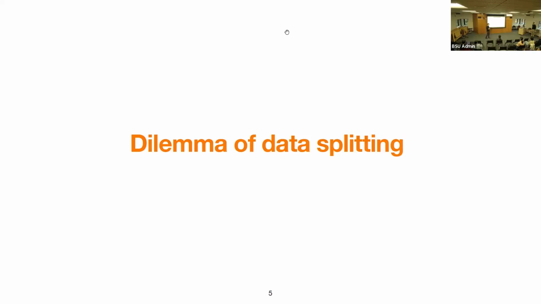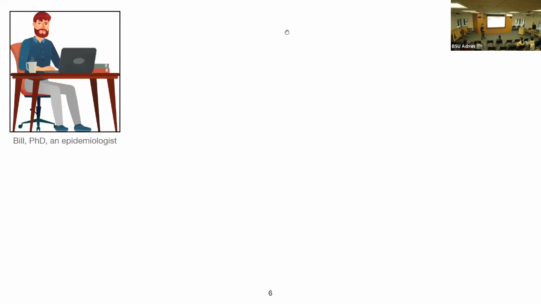Okay, so if you allow me, I will first try to illustrate the dilemma of data splitting by introducing two fictional characters. The first character is called Bill, who is an epidemiologist. Bill is interested in understanding the effect of infection of Helicobacter pylori on blood pressure. And for this purpose, he wants to estimate this causal effect using some observational data. He collected some covariates, such as gender, age, and what you eat, that suffice to control the confounding between the two.